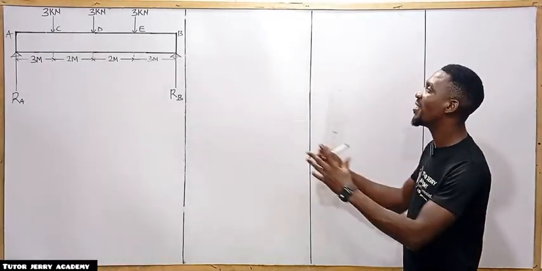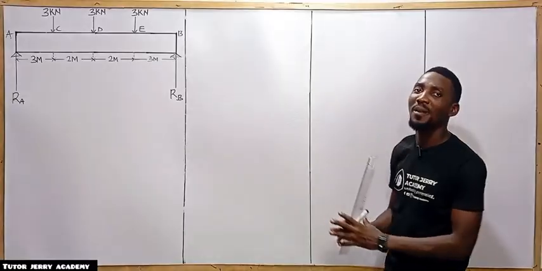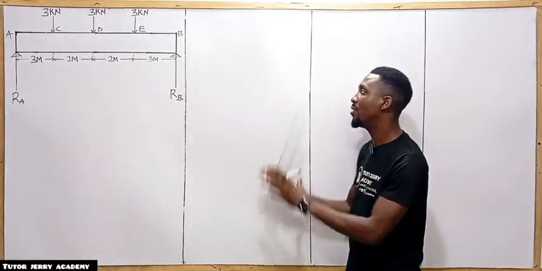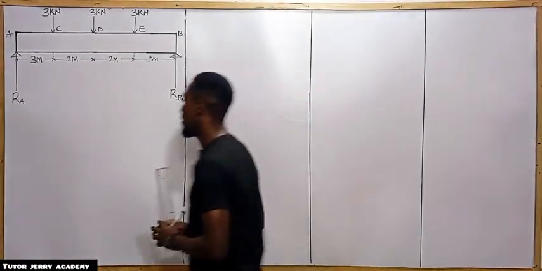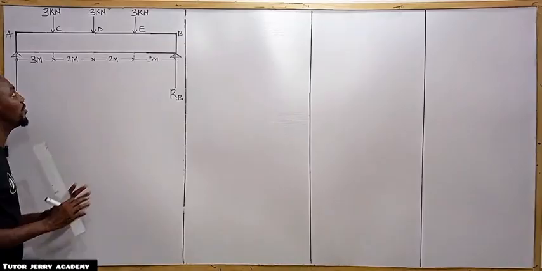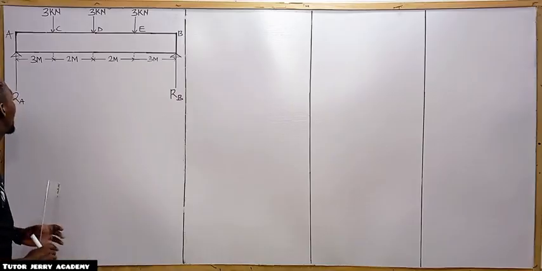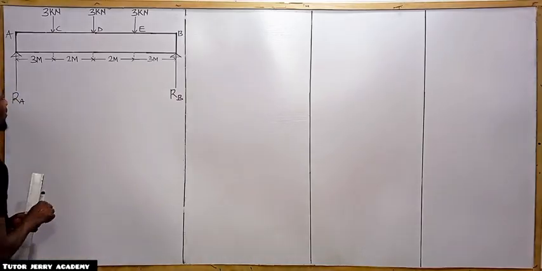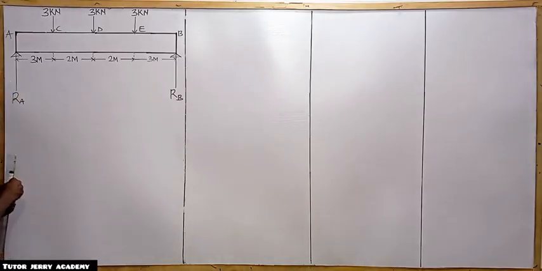All right, let's solve another interesting question on shear force and bending moment, but we are going to be applying the method of sectioning to solve the above question. Here we are going to be drawing both the shear force and the bending moment diagram. For us to do that, the first thing we are going to do is to find the reaction at A and the reaction at B.